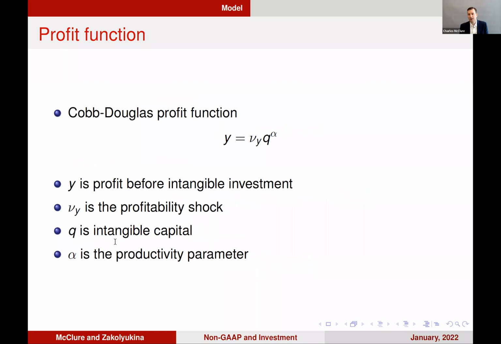So profit, as Nastia mentioned before, is going to be a Cobb-Douglas production function. So that's going to be essentially the profit before investment, a function of the amount of capital Q, the profitability or fundamental shock, as well as alpha, which is the productivity parameter. And that's going to just tell us how easily capital maps into profit.